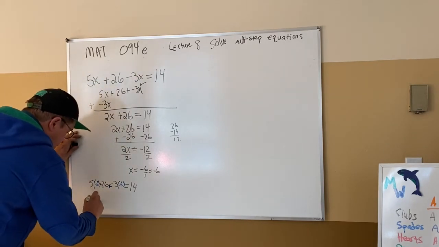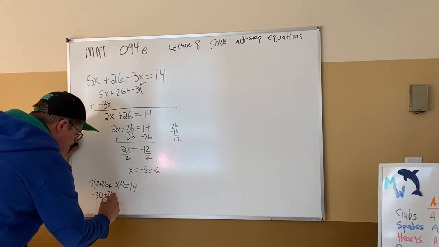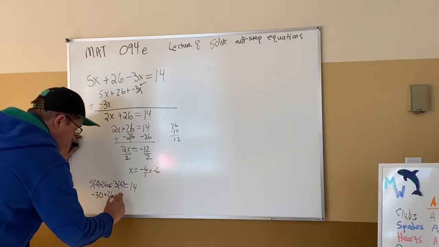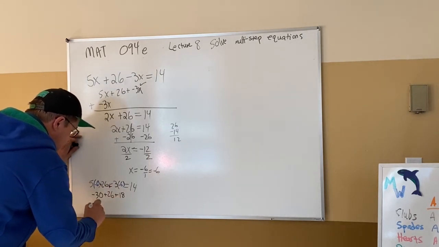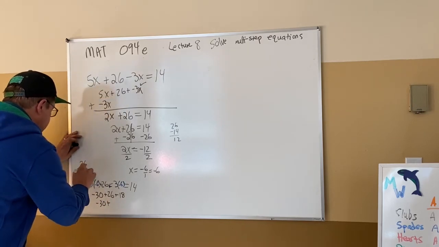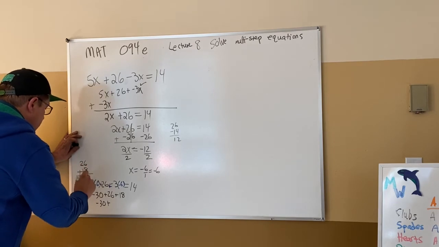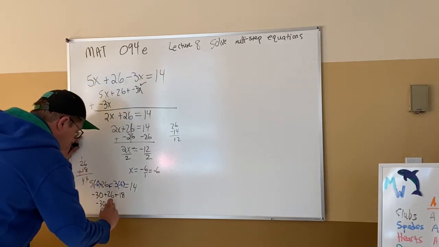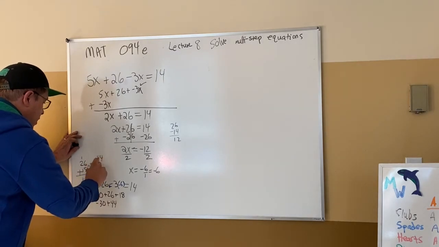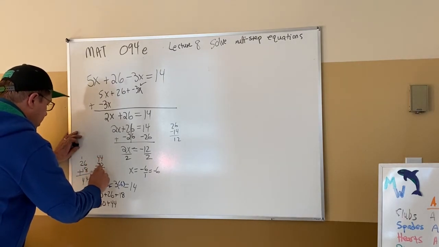5 times 6 with a negative, negative 30, plus 26, plus 3 times 6 is 18, a pair of negatives is even, so we're going to have positive 18. This is going to stay as the only negative, plus 26 and 18 added together, 44. Now I have 44 and negative 30, so I have 44 and 30, and I'm going to do the subtraction. I'm going to get 14.